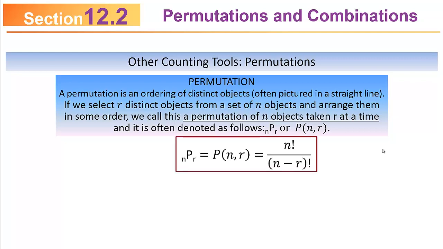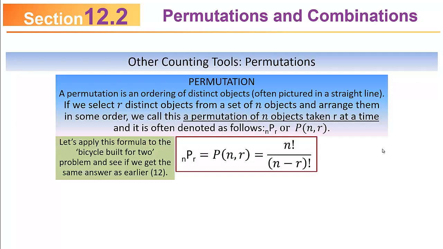And here's the formula. The formula for that is N factorial up top and N minus R factorial down bottom. We're not going to prove this, but we're going to use the result nevertheless. Now let's apply that formula to the bicycle built for 2 problem and see if we get that same answer, which was 12 that we got earlier.